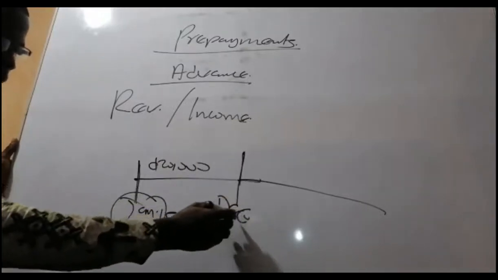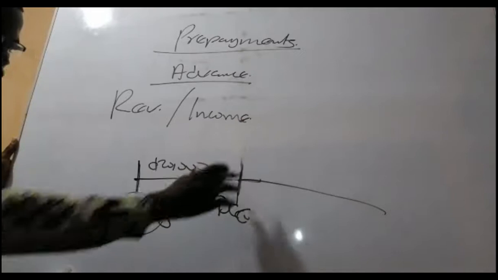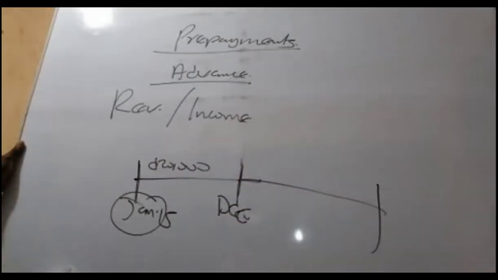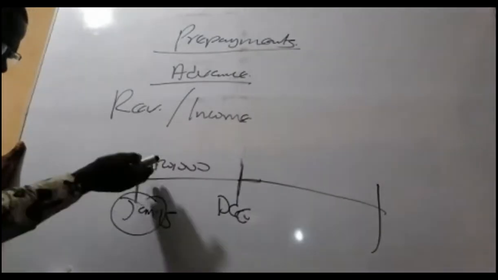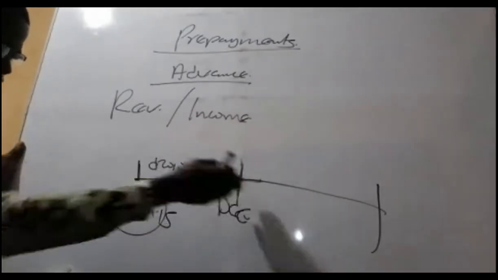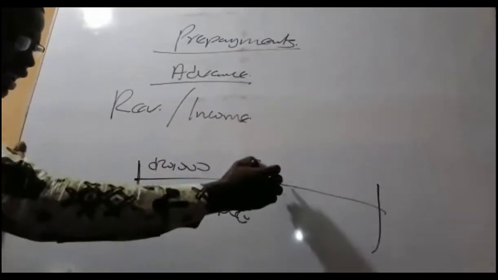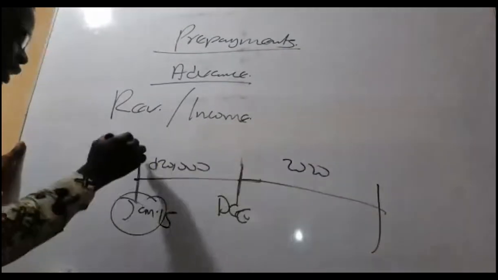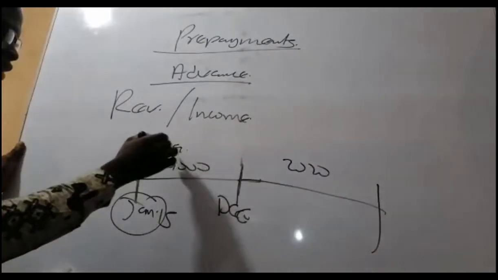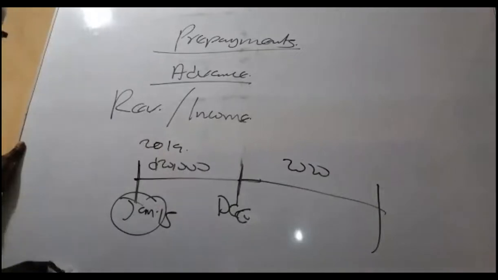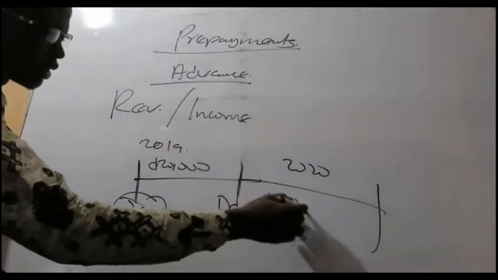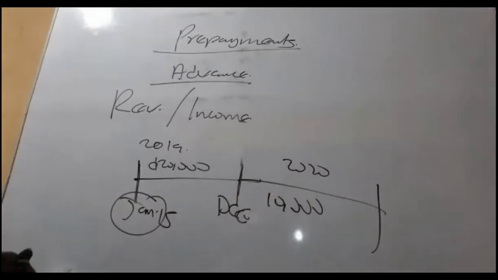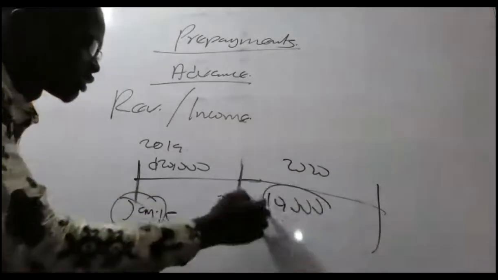You are preparing the financial statement in December. What would be the prepaid portion? If it's 20,000, then 10,000 for 2020 and 10,000 for 2019. So it tells us that this 10,000 is the one that you paid ahead of time. So how do you treat this 10,000?